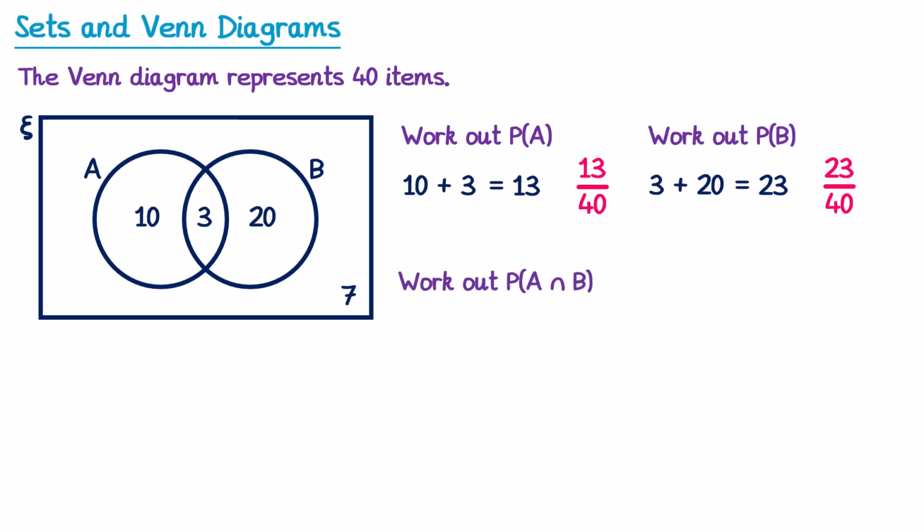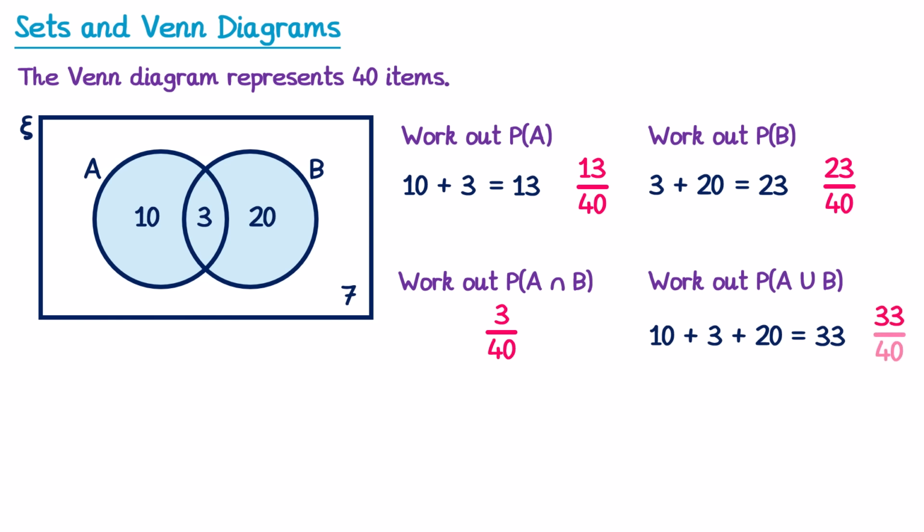But what about this probability? The probability of A and B. If you remember from before, this was the overlapping section in the middle. Here we have 3 items, so the probability is 3 over 40. You also need to be able to do this probability, the union, which was everything inside both of the circles. So we need all of these here, which is 10 add 3 add 20, which is 33. So the probability will be 33 over 40.